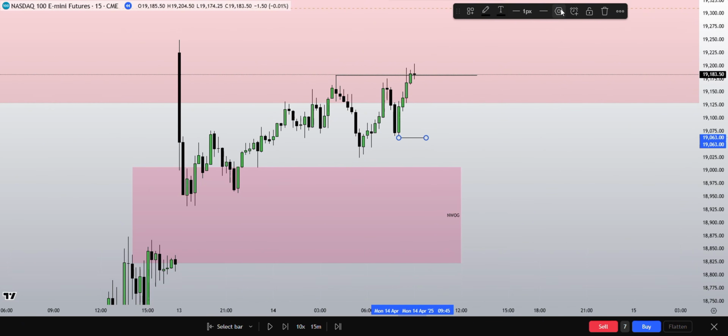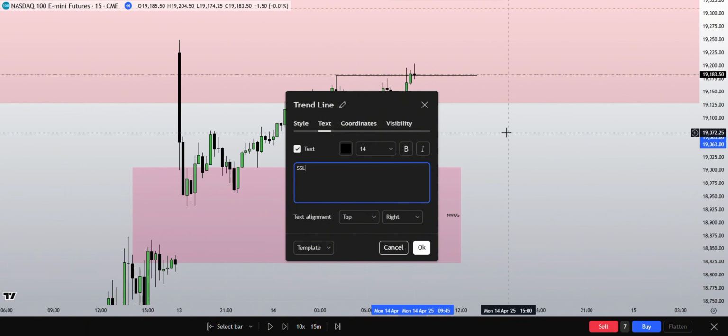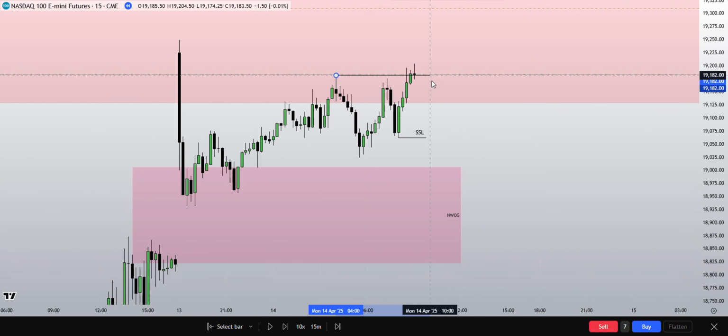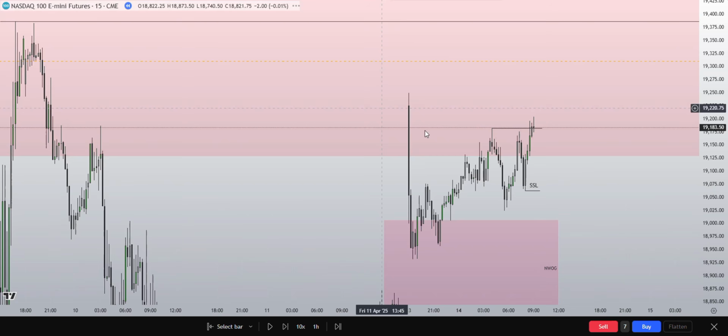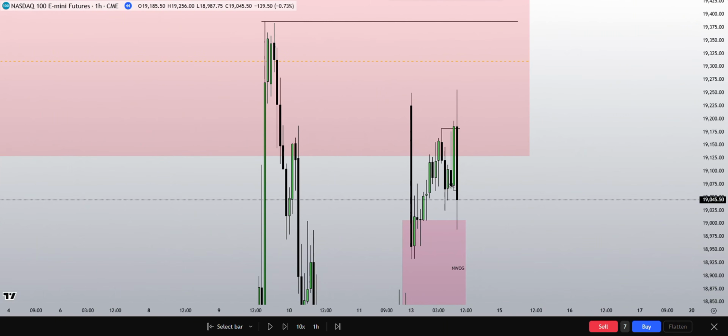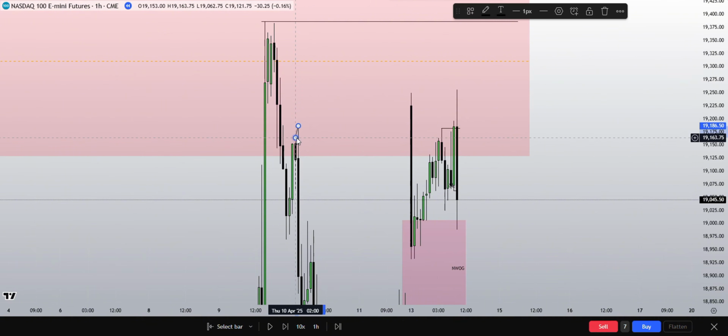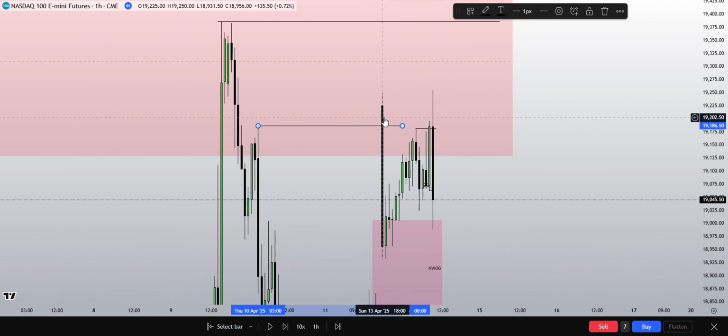We have these 8 a.m. lows here that look very appealing in the direction of the new week gap. Price, as I said on the 1 hour, price took this high here. So would we show a willingness to head higher? Unsure.